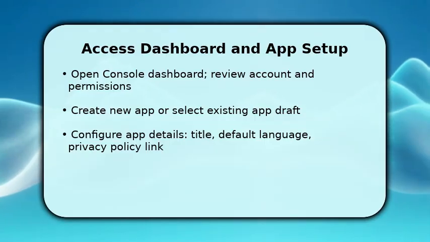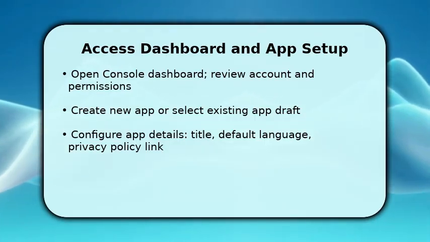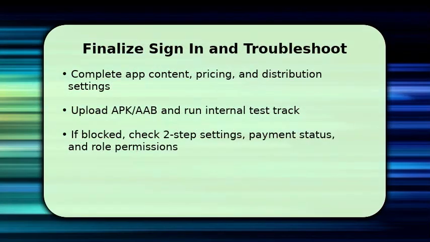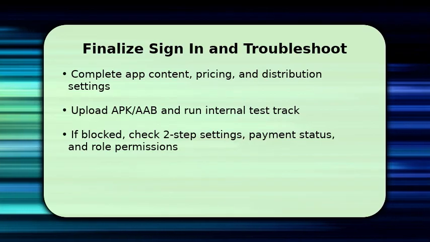To finish, complete content ratings, pricing, and distribution choices, then upload your APK or AAB and set up an internal test track to verify installation. Review the Play console's checklist for any missing items, then publish to the chosen testing or production track.